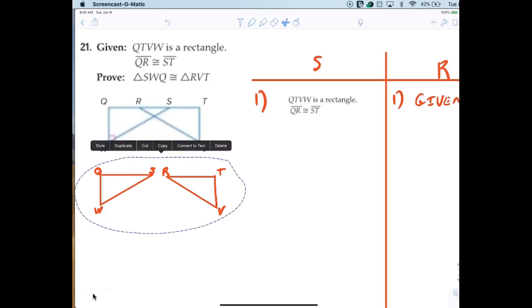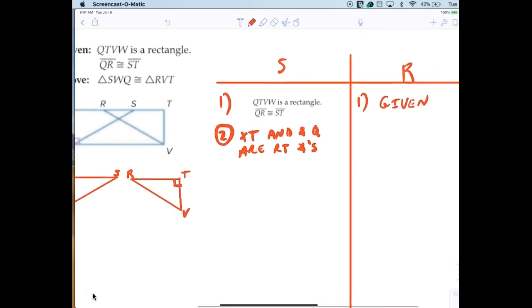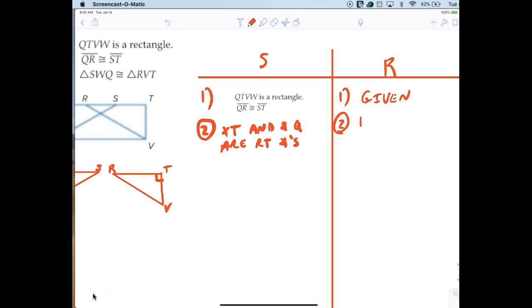Now, does it say it's a rectangle? Yes. All right. So right now, in my opinion, the quickest thing is to say angle T and angle Q are right angles. I think we should say that. Angle T and angle Q are right angles. And why is that? Good. Definition of a rectangle.